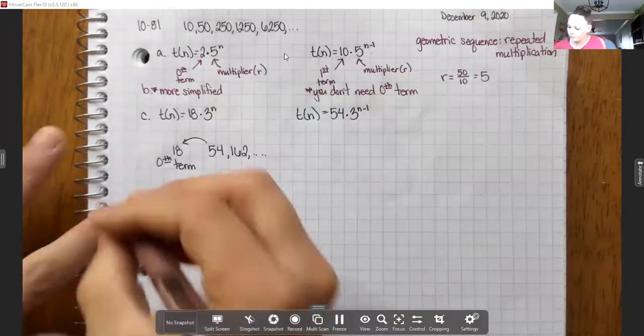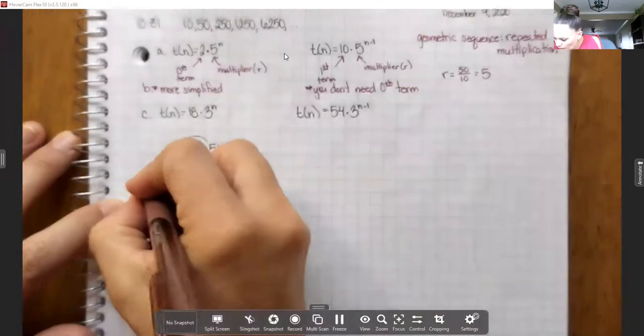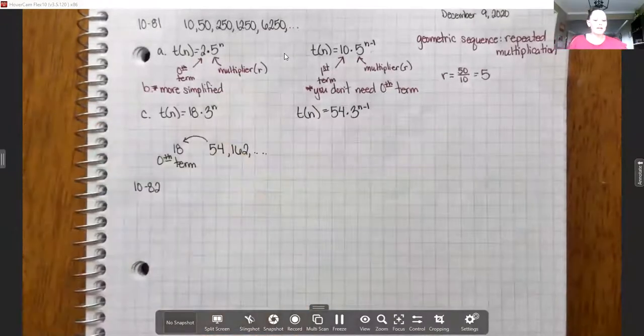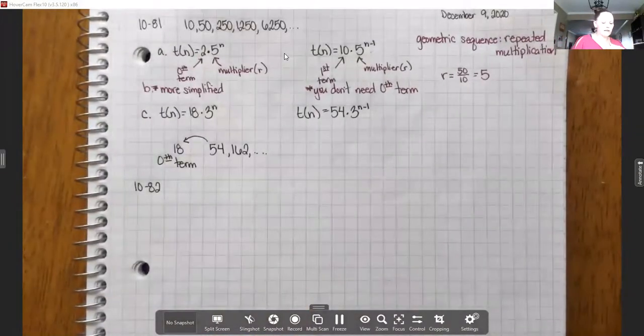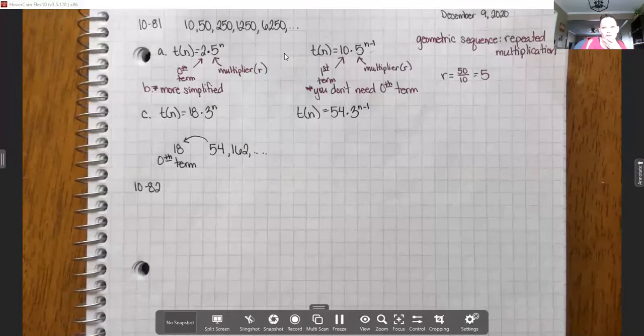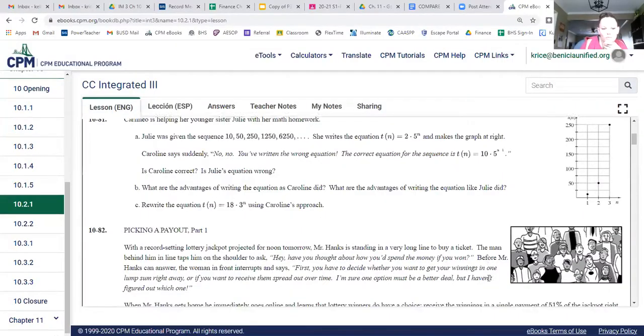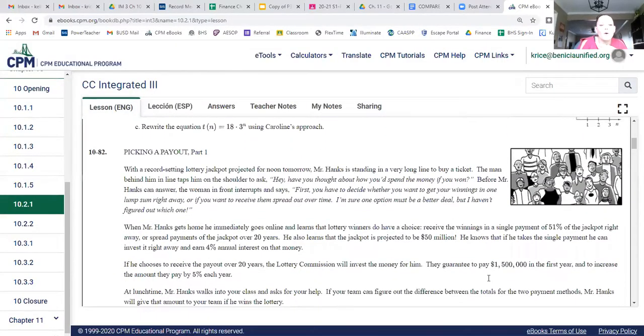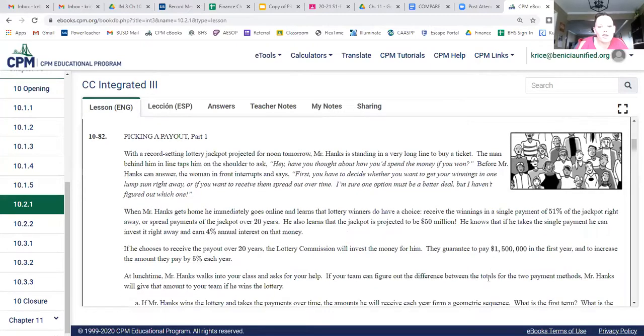Okay. So 10-82, there's kind of a lot to it, so I'm going to share the book so we can read it. It says, with a record-setting lottery jackpot projected for noon tomorrow, Mr. Hanks is standing in a very long line to buy a ticket. The man behind him in line taps on his shoulder to ask, hey, have you thought about how you'd spend the money if you won?